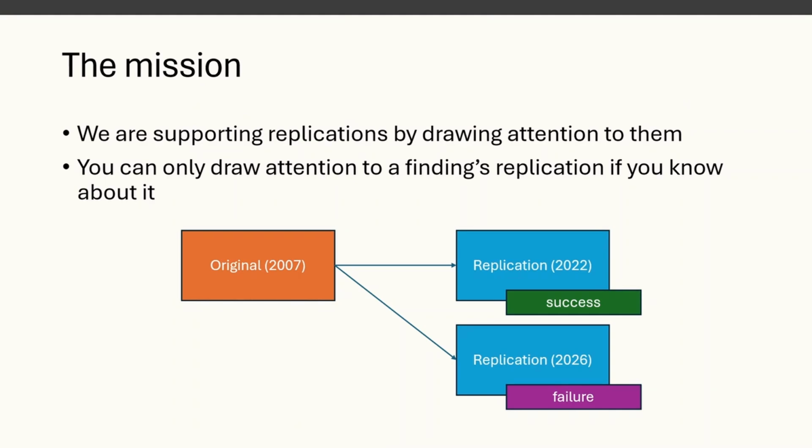The basic structure of the FLoRA database is that one row is one pair of an original and a replication study. Below there's an example. There's an original study from the year 2007, and then there are two replications. Each of them has its own outcome, which they define.